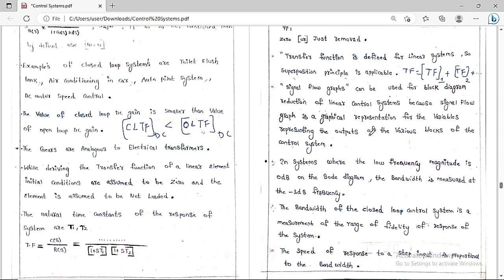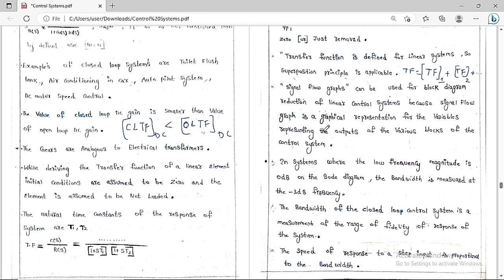The next point is signal flow graphs can be used for block diagram reduction. Signal flow graphs can be used for block diagram reduction of linear control systems because a signal flow graph is a graphical representation of the variables representing the outputs of the various blocks of the control system. So we can say a signal flow graph is a graphical representation of the block diagrams.